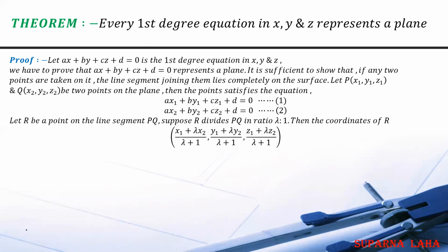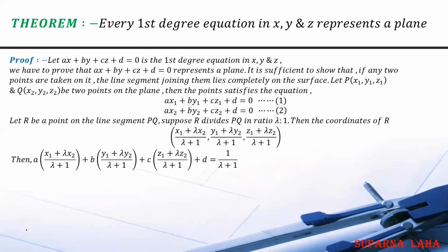So put x as x1 plus lambda x2 by lambda plus 1, y as y1 plus lambda y2 by lambda plus 1, and z as z1 plus lambda z2 by lambda plus 1, plus d. And if we simplify this, taking 1 by lambda plus 1 common, we will get ax1 plus by1 plus cz1 plus d plus lambda into ax2 plus by2 plus cz2 plus d. Now look at equations 1 and 2. The left hand side of equation 1 and the left hand side of equation 2, these two values are 0. Now 0 plus lambda into 0 is always 0, so it will ultimately be 0.